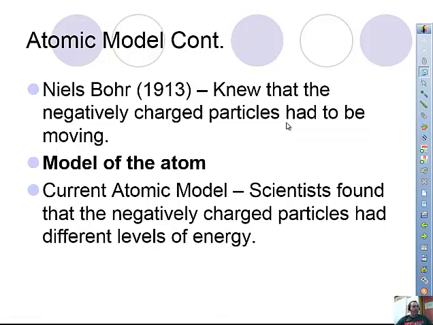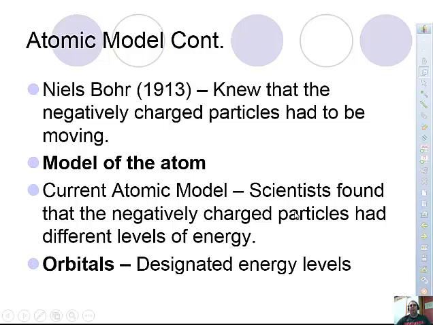Our current atomic model: there was one more piece of the puzzle. The last piece of the puzzle ended up being found by an individual by the name of Chadwick. What he did was he said, okay, we have another particle. It's neutrally charged. It helps make up a lot of the mass of the atom. There were some others involved, and we'll talk more about them in chemistry, but a lot of other scientists found that these negatively charged electrons had different amounts of energy, different levels of energy. Where those electrons are, those different levels, they ended up calling orbitals, designated energy levels for the electron.